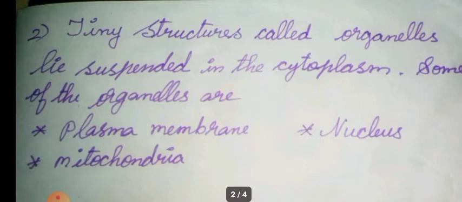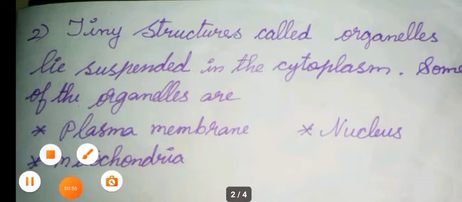Okay, so what is the question? The question is, what is an organelle? Name some organelles. The answer is, tiny structures called organelles lie suspended in the cytoplasm. Some of the organelles are plasma membrane, nucleus, mitochondria. Okay, plasma membrane, nucleus and mitochondria are the organelles.